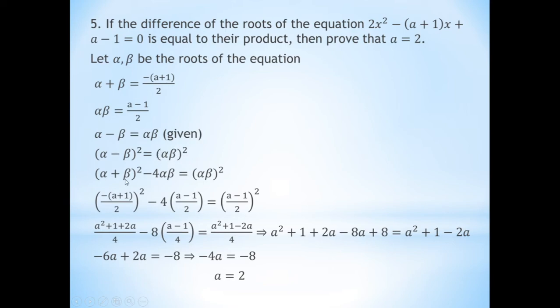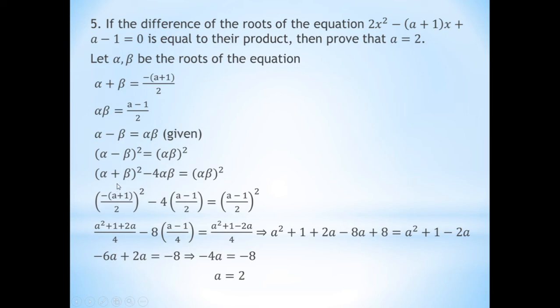Right. Now you know that alpha minus beta the whole square can be written as alpha plus beta the whole square minus 4 alpha beta. You learned this in 10th standard in the algebra chapter of mathematics. So using that, this formula has been written. You know the value of alpha plus beta, which is a plus 1 by 2. It was wrongly written earlier as minus a plus 1 by 2; it is a plus 1 by 2. So (a plus 1 by 2) the whole square minus 4 into alpha beta. What is alpha beta? A minus 1 by 2. So a minus 1 by 2 is written. The right hand side is also (a minus 1 by 2) the whole square.